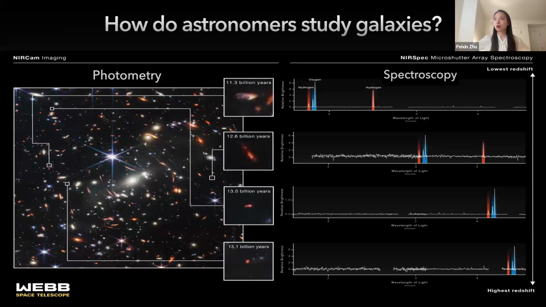So let's come back to how astronomers study galaxies. There are intrinsically two methods. On the left, I'm showing you the photometry studies. Basically, you just use whatever telescope in certain wavelengths to take an image of a certain area of the sky, and then you get the image, just as shown on the left part, the JWST's first light image. You can see that by just looking at the image, you can see a lot of things.